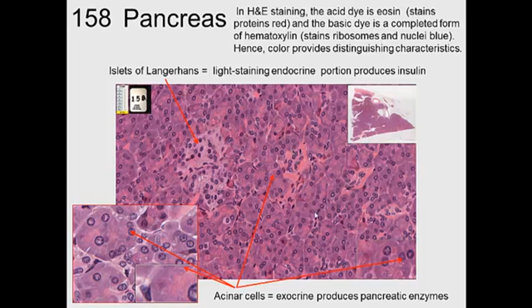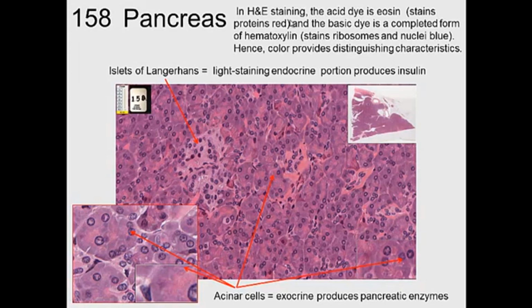So what we see here in the lumen in through there are proteins that are produced. They're the enzymes. And the basic dye is hematoxylin, and it stains ribosomes and nucleic acid in the nucleus blue. So here you see the blue nucleus, and the bluish tint to the cytoplasm is due to the high density of ribosomes in the rough endoplasmic reticulum.